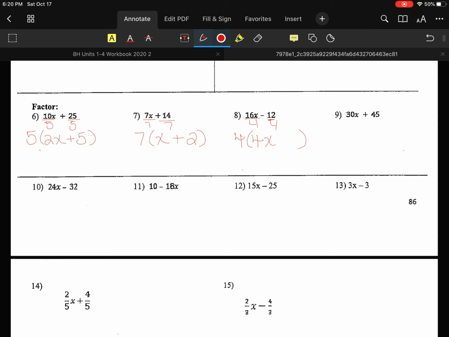Divide 4 into both of them. 16 divided by 4 is 4. So I have 4x, and then negative 12 divided by 4 is a minus 3.